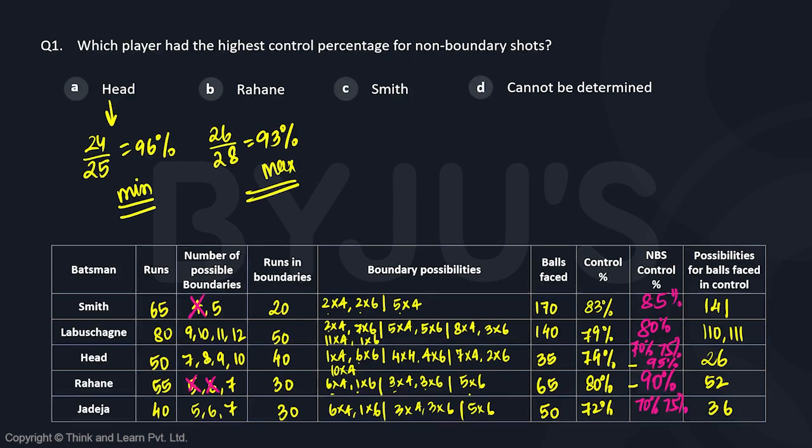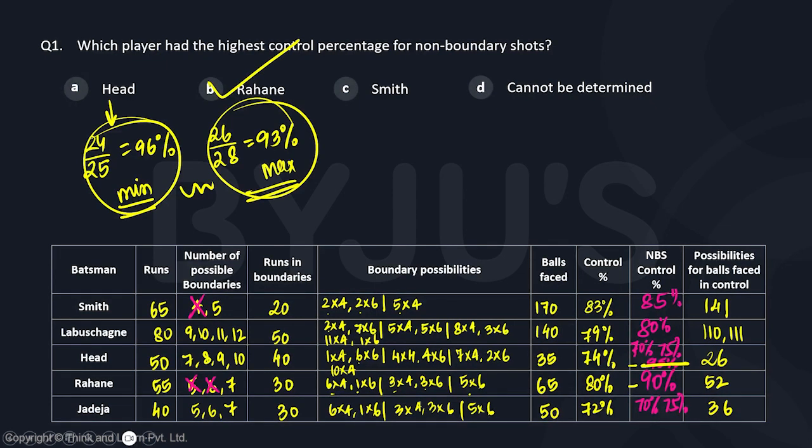So 95% doesn't actually lie between these. It's either 93 at most or 96% at least. So there is no 95% between these two values. So for Head, it won't be 95%. That tells us that Head is going to have an NBS control percentage of 70% or 75%. The same is going to be true for Jadeja. That means for Rahane, it is going to be the highest, which is 90%. We will carry this forward as well, because we did not use a specific condition over here.